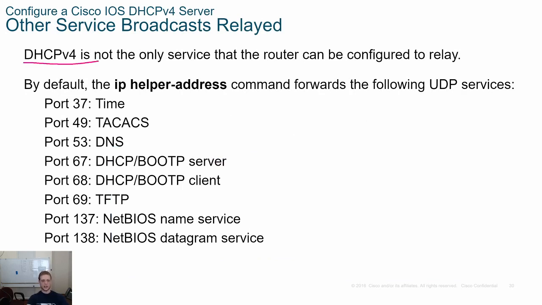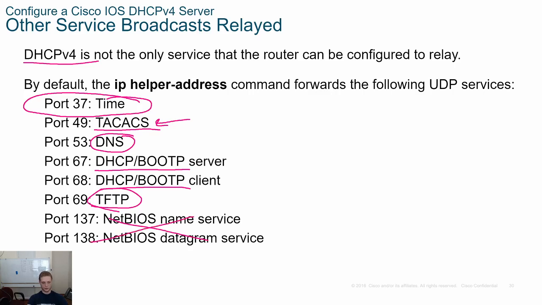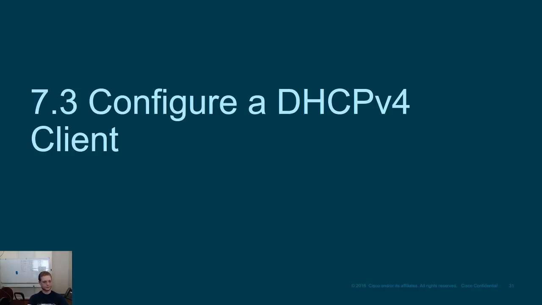So DHCP is not the only service the router can relay. We can also relay stuff like time, TACACS, which is an authentication protocol, DNS, DHCP, of course. We talked about that, TFTP, and NetBIOS. If you're using NetBIOS, I'm really sorry, but you shouldn't be. And this section is really, really short, so I'm going to go through it as well.